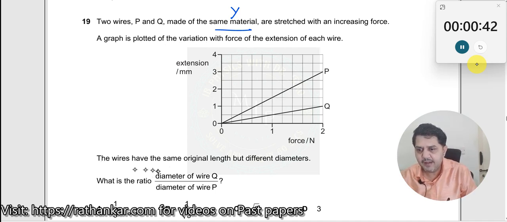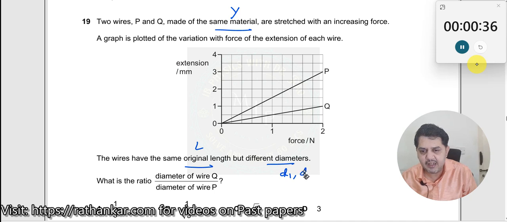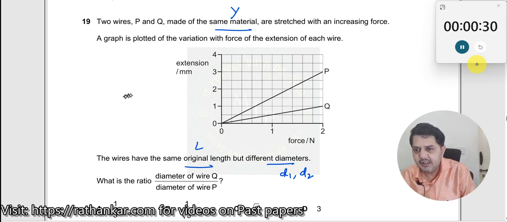Wires have the same original length but different diameters. Same original length, L is same. Different diameters, D1 and D2 are the diameters. What is the ratio of the diameter of wire Q divided by wire P? Okay, fine. Now what we do is, what is Young's modulus?